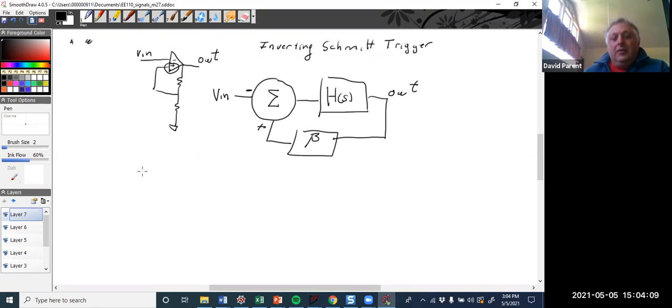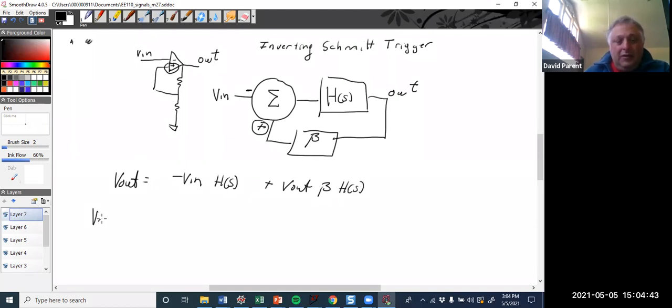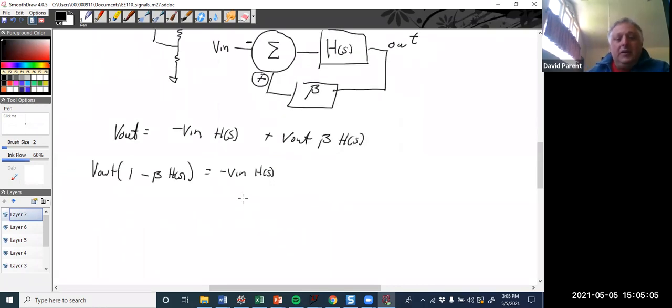Now we have to look at things a little bit differently, where V out will now equal minus V in H of S, and then it will also equal V out beta, positive, H of S. Then we'll bring the things that scale V out here, and then we can find the transfer function.